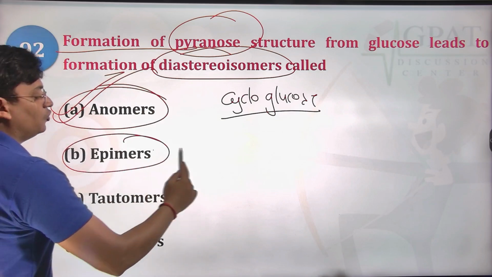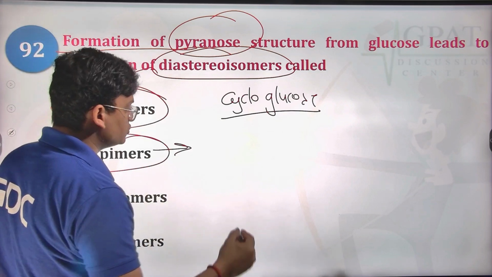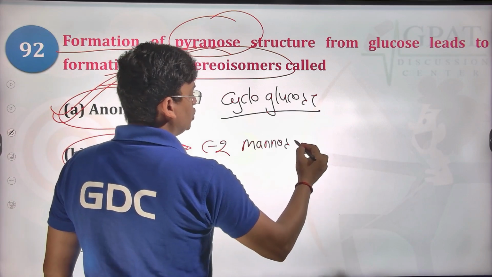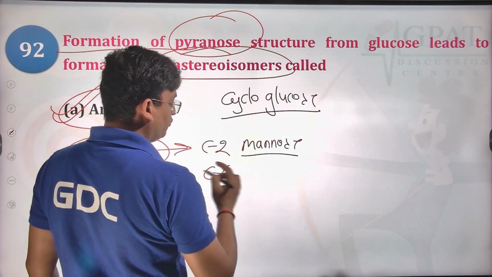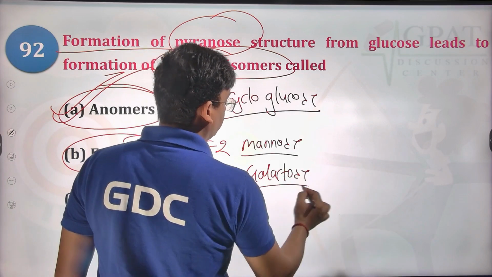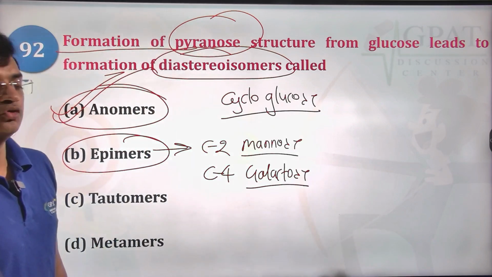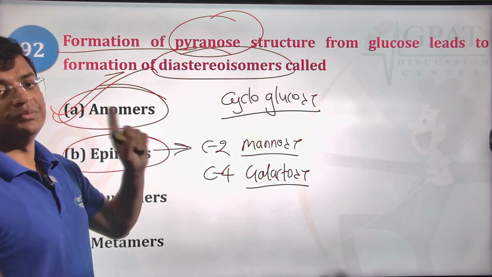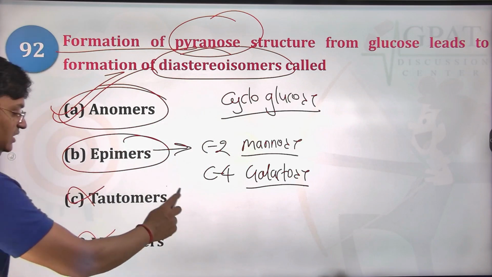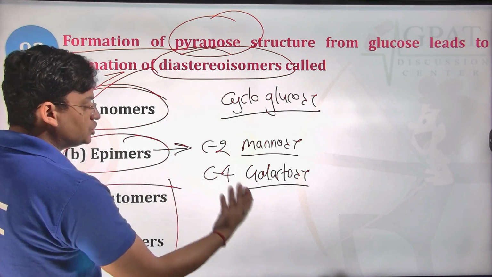Epimers are related to glucose: galactose and mannose. C2 is related to mannose, and the C4 epimer of glucose is galactose. Galactose is the C4 epimer of glucose. Mannose is the C2 epimer of glucose. They are not tautomers and not mutamers. They are both structural or constitutional isomers.